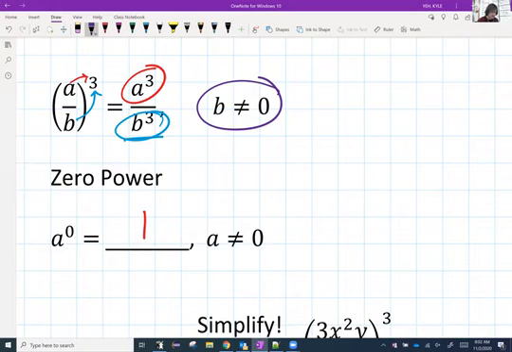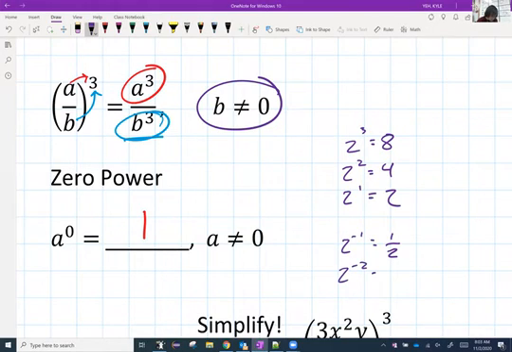So let's do powers of 2. 2 cubed equals 8. 2 squared equals 4. 2 to the 1st equals 2. 2 to the negative 1st we saw today is 1 over 2, 1 over 2 to the 1st power. 2 to the negative 2nd is 1 over 4.